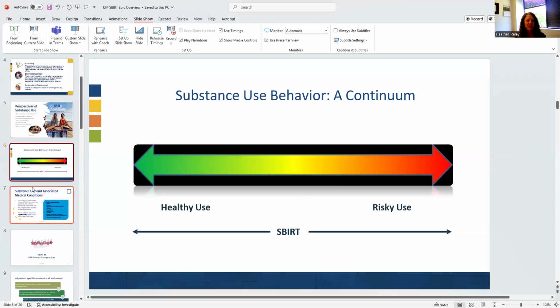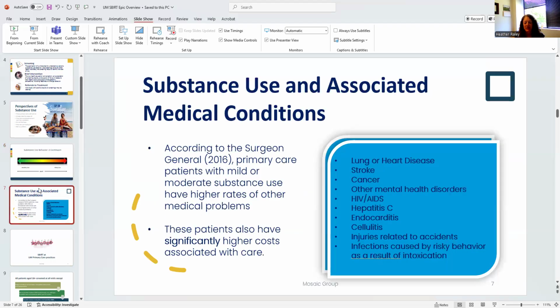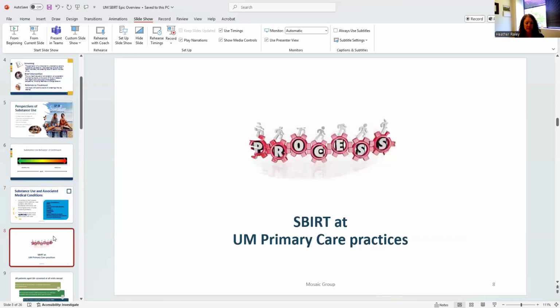train of thought. We know that there are medical conditions that are associated with alcohol use or increased alcohol use. They have significantly higher costs associated with care. While a lot of these also include genetic factors, we know that alcohol use can either cause or exacerbate these conditions like lung or heart disease, stroke, cancer, cellulitis, injuries related to accidents, and of course, with IV drug use, HIV or AIDS or hepatitis.